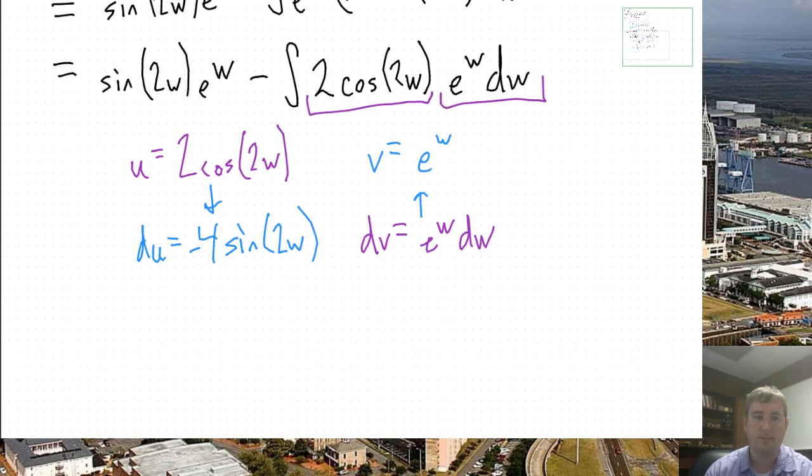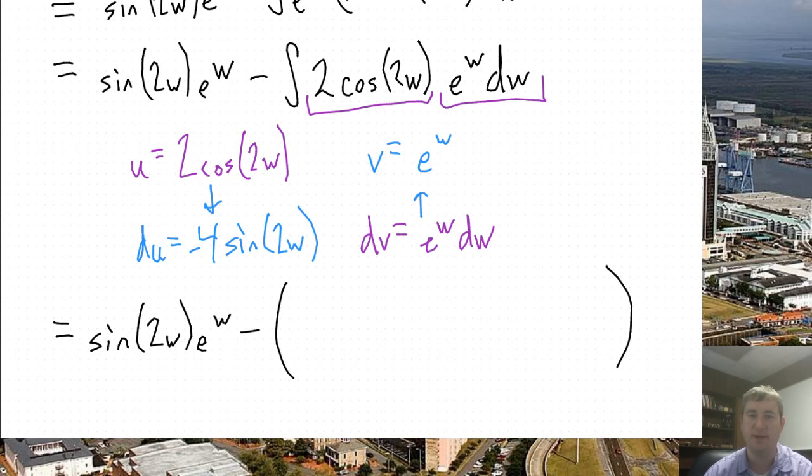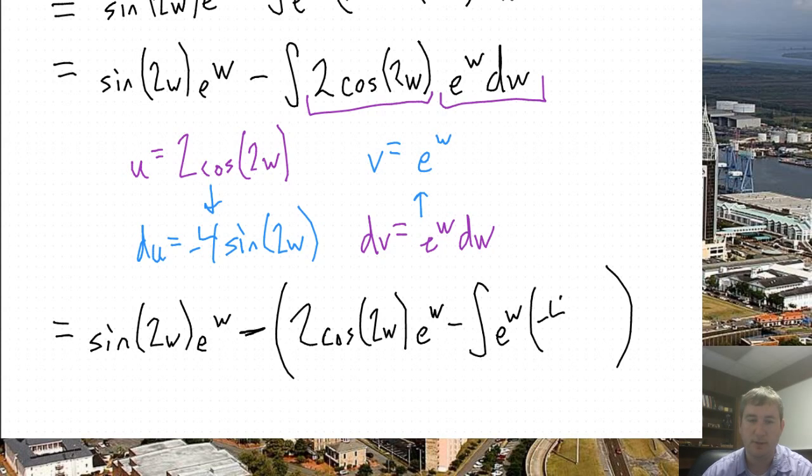So now we'll rewrite. We've got sine 2w e to the w minus, and we'll throw out some big parentheses for the integration by parts because of the minus that's out front here. U times v would be 2 cosine of 2w times v, which is e to the w, minus the integral. And now I've got v du. So I've got e to the w, and du is negative 4 sine of 2w dw. And I'm going to close that parentheses on the far outside here.